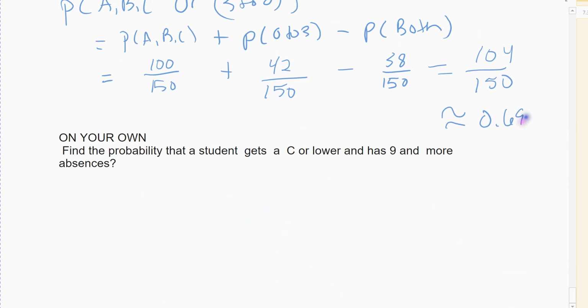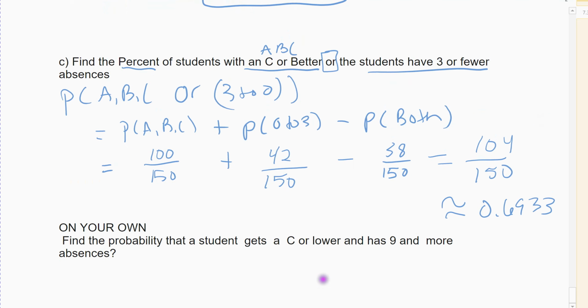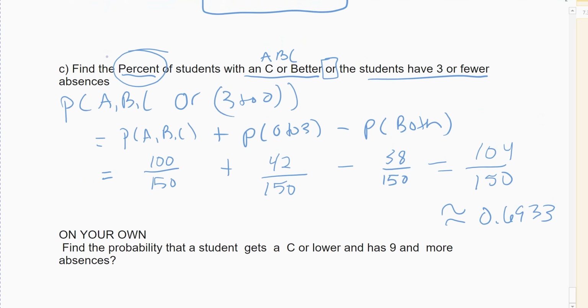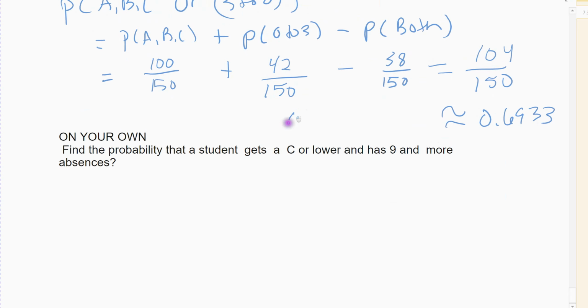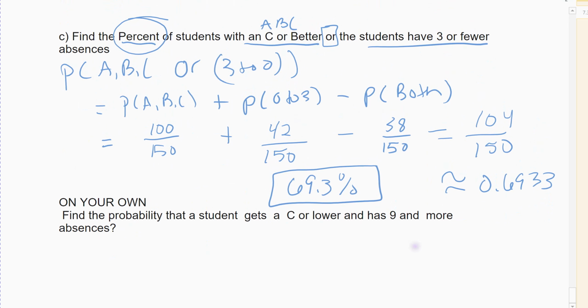is 0.6933, which again is not my final answer. We want the percent. So the final answer would be 69.3% chance, if they ask me to round to 1 decimal place, that a student had an A, B, or C, so C or better, or they only missed 0 to 3 days, right? So one or the other.